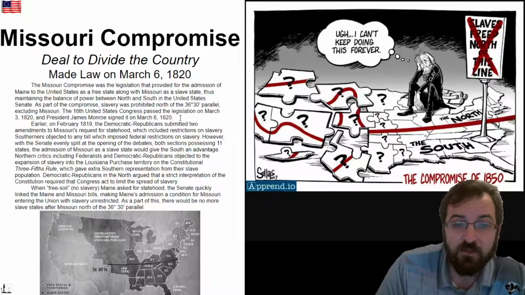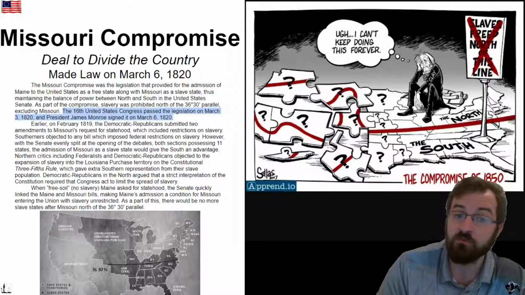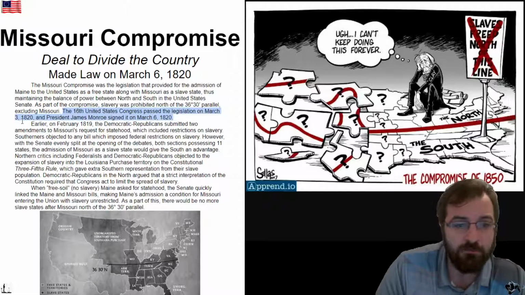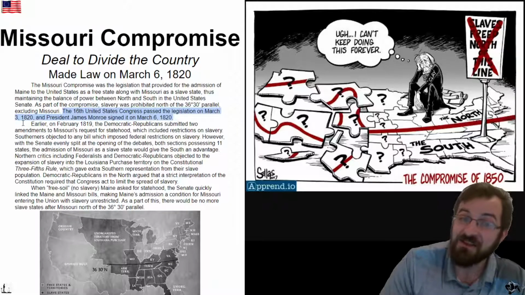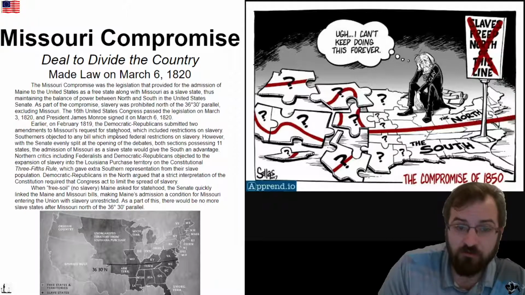The 16th United States Congress passed the legislation on March 3rd, 1820, and President James Monroe signed it on March 6th, 1820. Just to be clear, the Missouri Compromise is a big cause of the Civil War. Earlier in February 1819, the Democratic Republicans submitted 2 amendments to Missouri's request to statehood, which included restrictions on slavery. Southerners objected to any bill, any potential law that imposed federal restrictions on slavery.